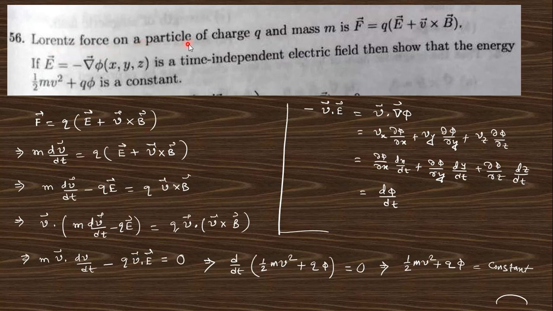Suppose the Lorentz force on a particle of charge q and mass m is like that. This is the Lorentz force, where the electric field is related to the gradient of φ, the potential, which is time independent, and so the energy will be constant. So the force is written here. F is nothing but m dv/dt. This will be arranged in this form, and then we dot v on both sides, and this gives you 0. Just rearranging.